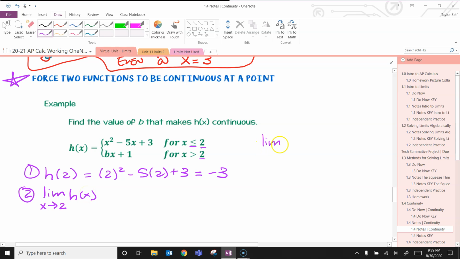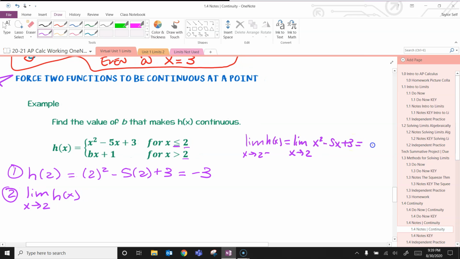The limit as x approaches 2 from the left of h of x equals the limit as x approaches 2. My left piece is the top thing, x squared minus 5x plus 3. We already plugged that in, so we know that's negative 3. Let's do the limit as x approaches 2 from the right. Limit as x approaches 2 of the right piece, that is bx plus 1.